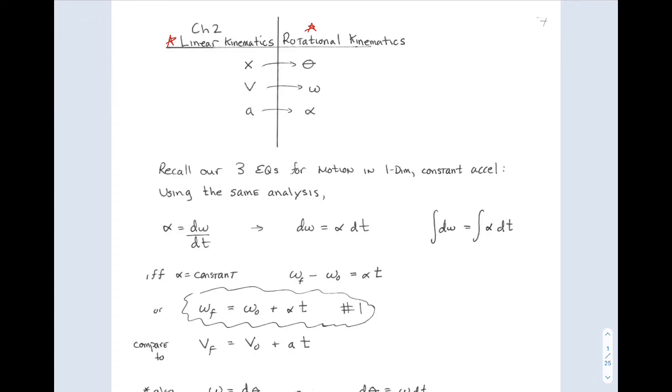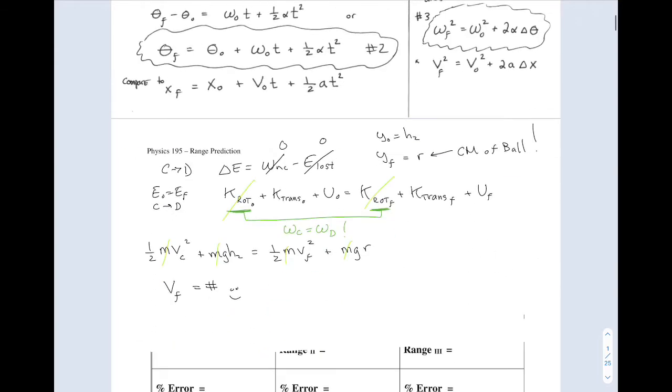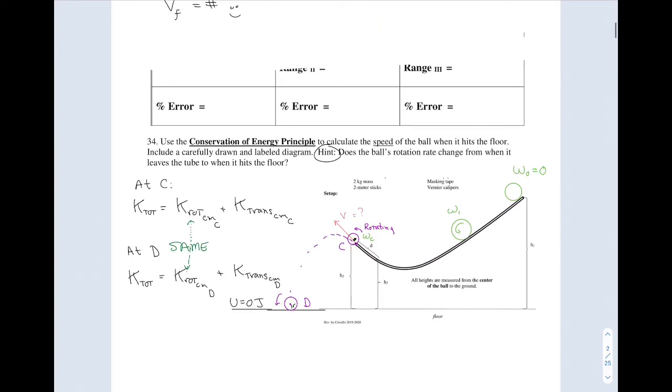Okay, now before I go on with the current chapter, I want to look back real quick at the energy lab that we did, and the last question I gave you some hints on. What this was is you had the ball. You let the ball start from rest, and then it left the tube here, and in this part of the lab I asked you, what is the speed of the ball? What's V final when it hits the ground?